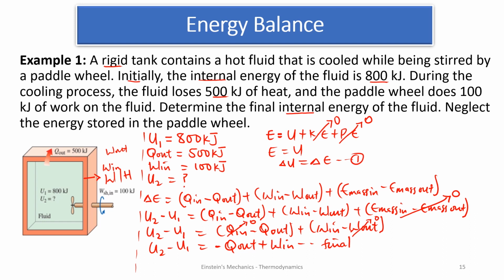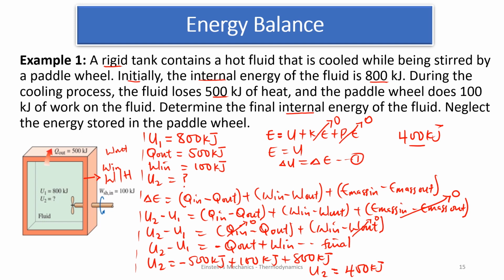So U2 now will be equal to, this will cross the sign. The Q out was 500, so that will be negative 500 kilojoule. Now the work in, positive, is 100 kilojoule. When this internal energy crosses the equator to be positive, so positive 800 kilojoule, meaning our U2 now will be 400 kilojoule. So from this question, the final internal energy of the fluid will be 400 kilojoule.